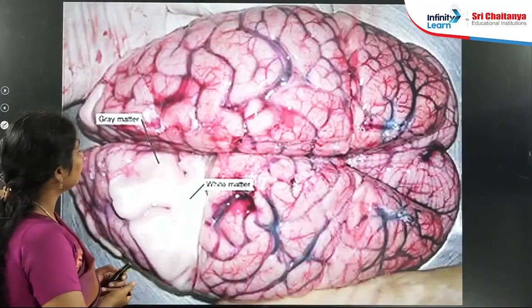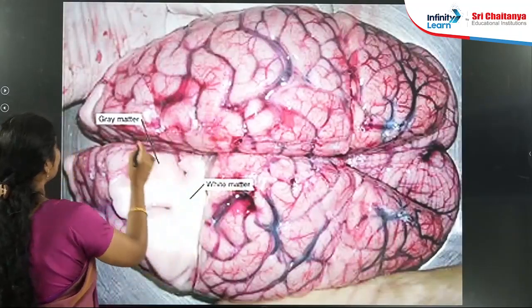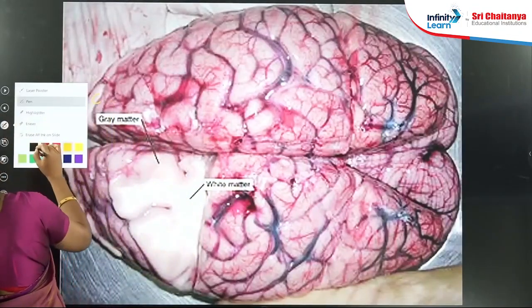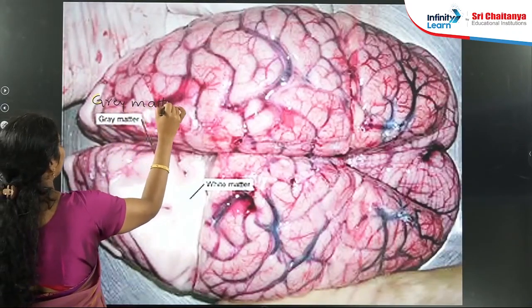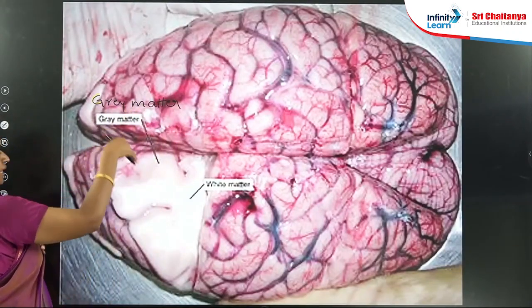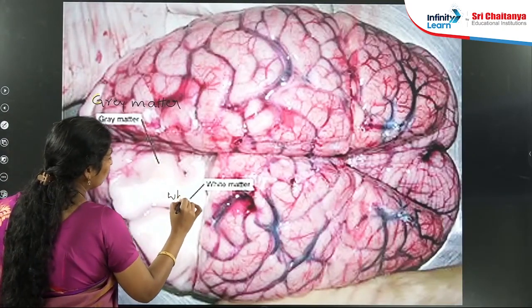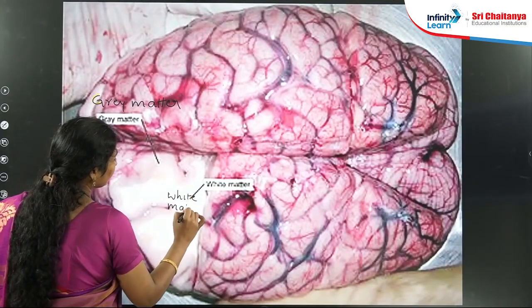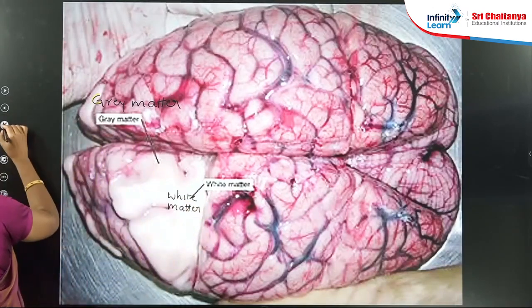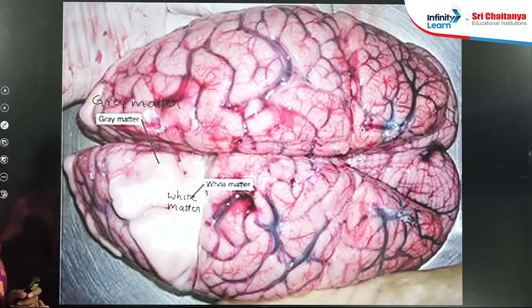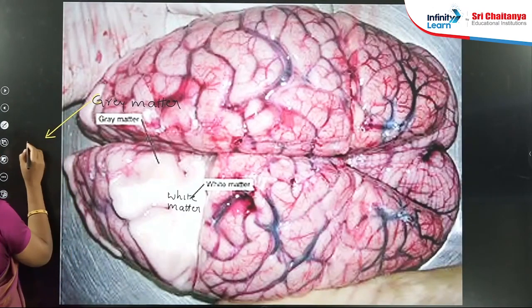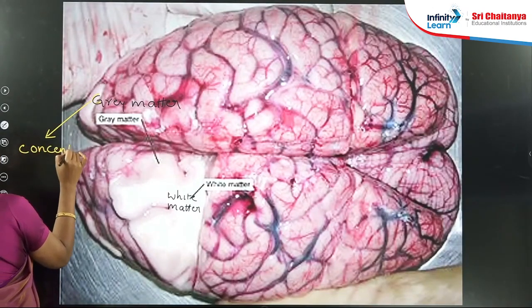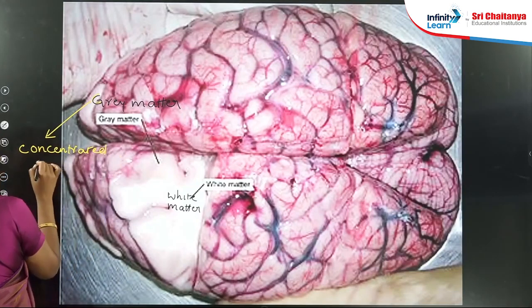Next, the outer region of the brain is gray in appearance. It is known as gray matter. The outer layer is gray matter, whereas the inner side is known as white matter. What is the reason for this gray color and white color? This gray color is mainly due to the presence of concentrated cells.